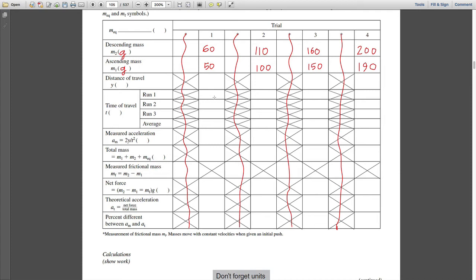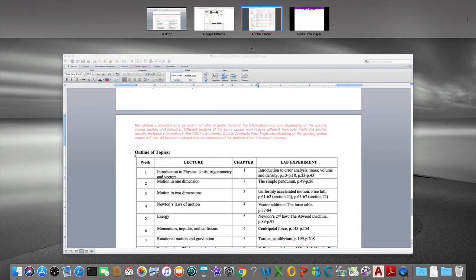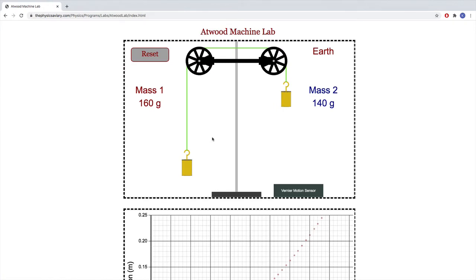Okay. So what we're going to do is come to the simulator. In this simulator, our descending mass is M1. It's fine, you can keep it that way. The ascending mass is this one and the descending mass is this one, because the system puts it that way. But in our calculation, the manual puts M2 as the descending and M1 as the ascending. Okay.